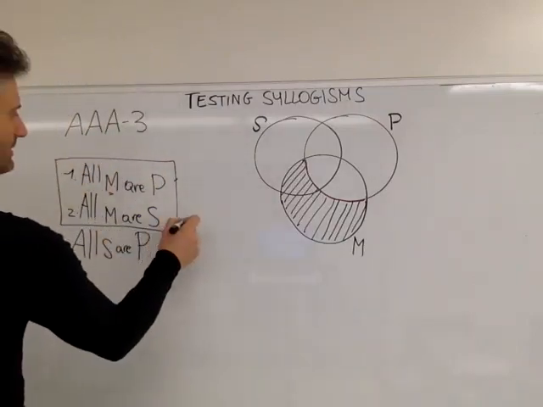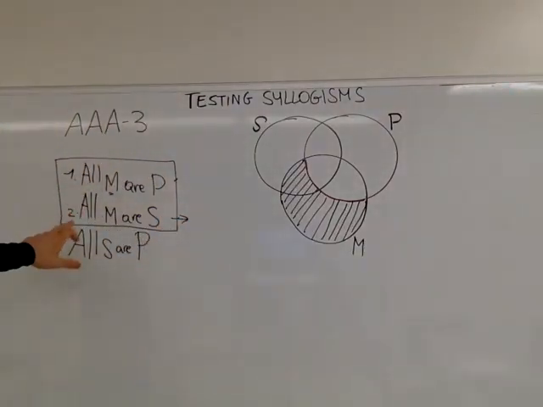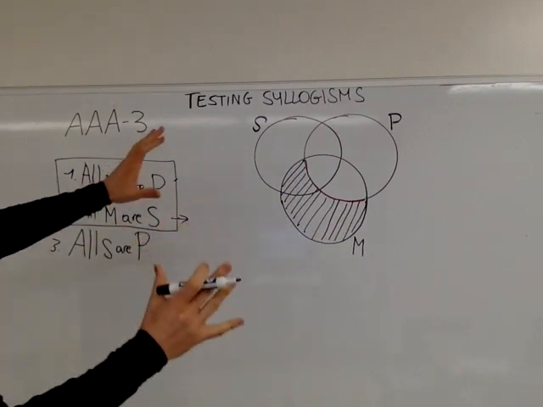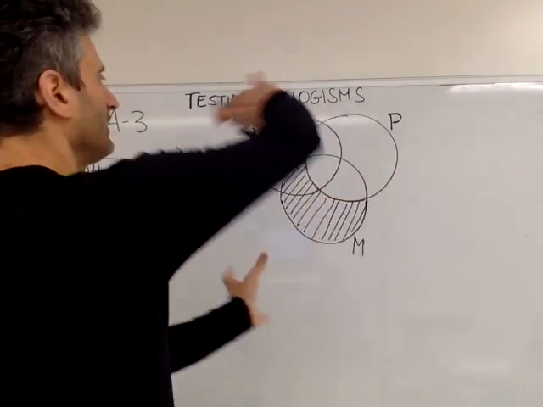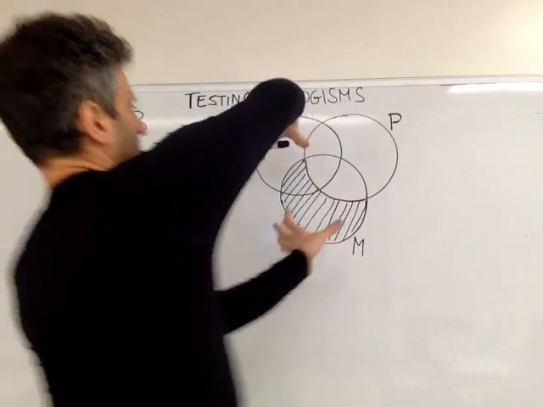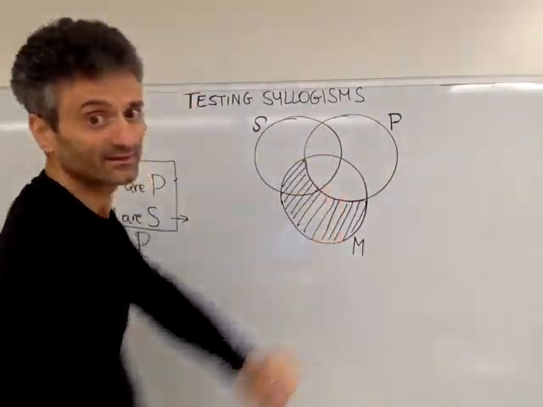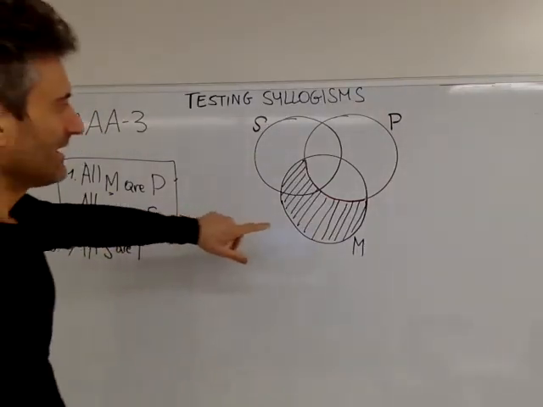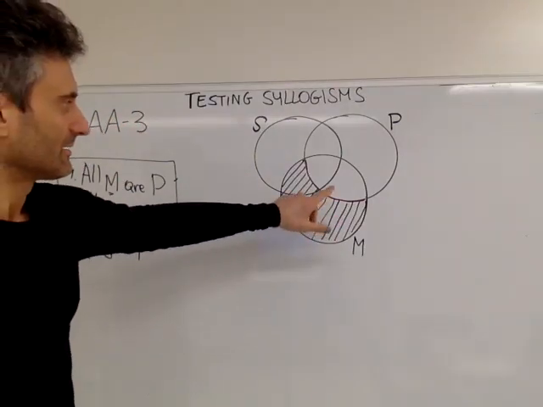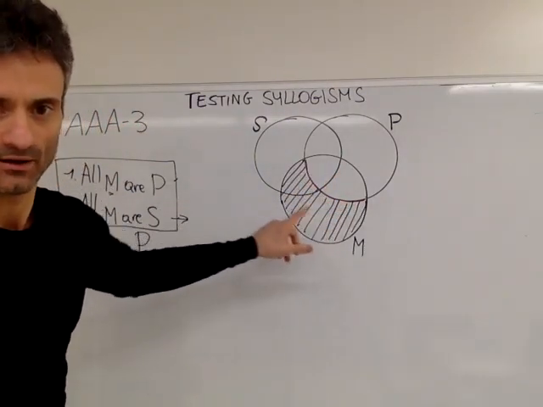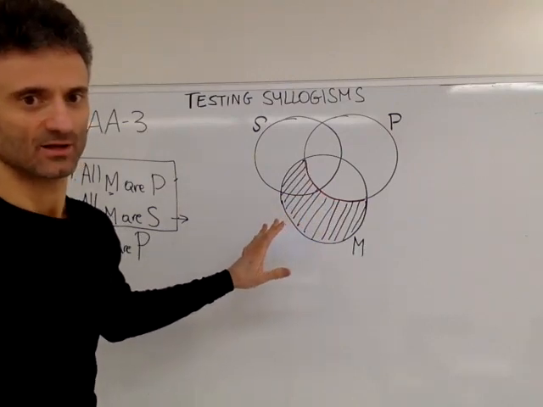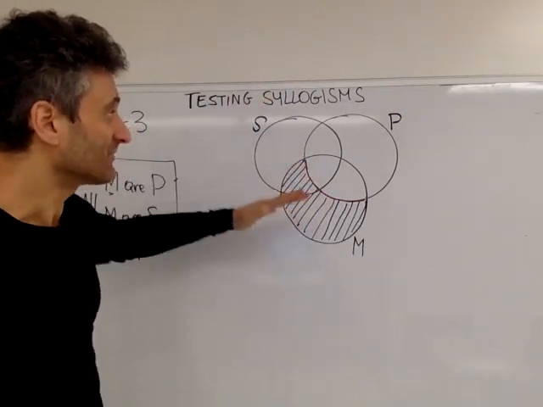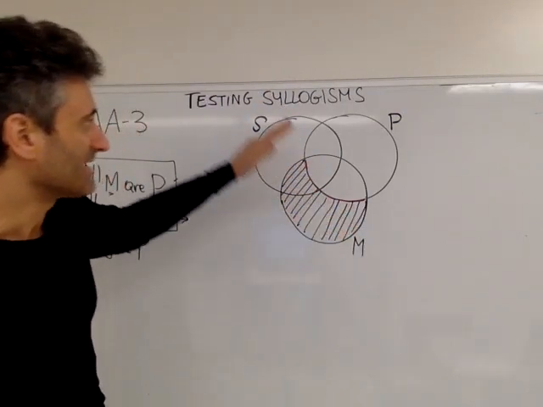Now let's diagram the second premise. All M are S. Okay? Now you can see you have to, again, rotate it like this. Because, once again, the area 1 of M is going to be different. That's obvious, right? Because the statement is different. The statement is between M and S.